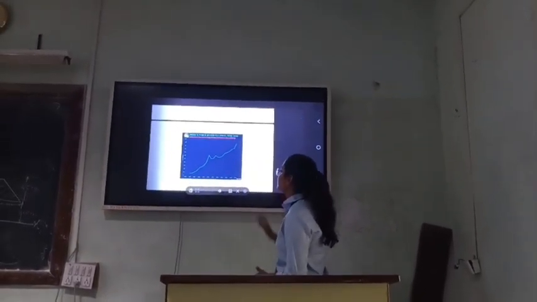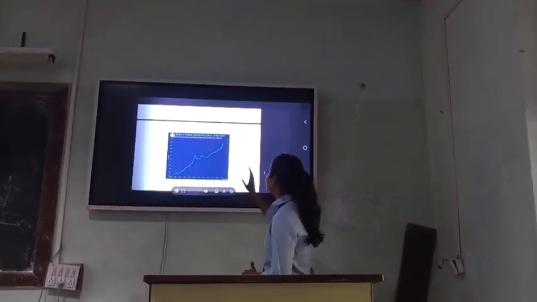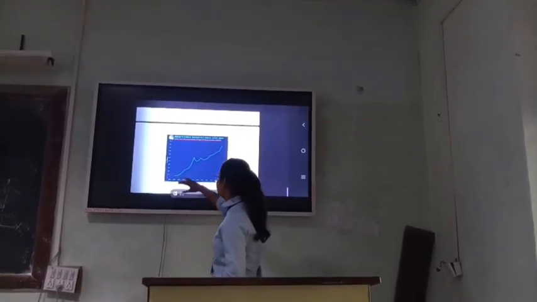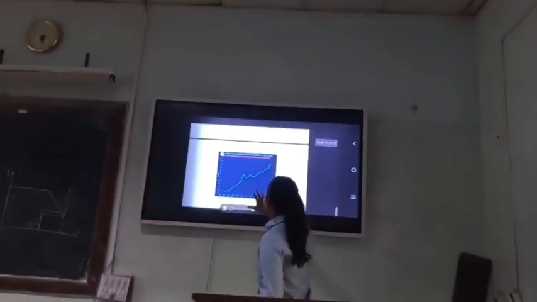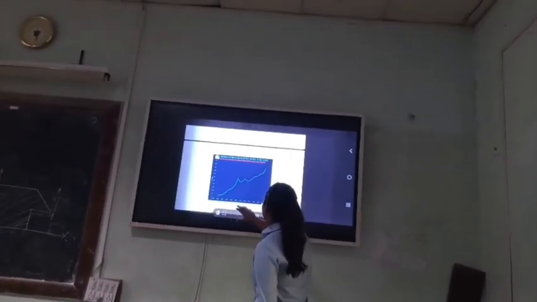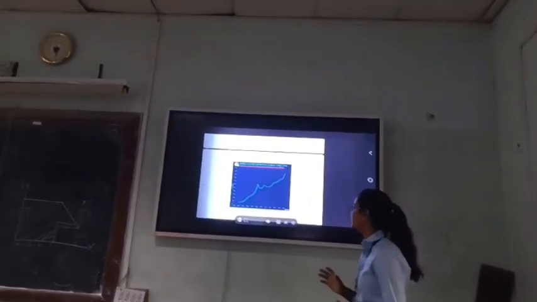And this is India's forex reserve since 2017. It is gradually increasing, but there was some disturbance during 2008 to 2012, and later it is steadily gradual.